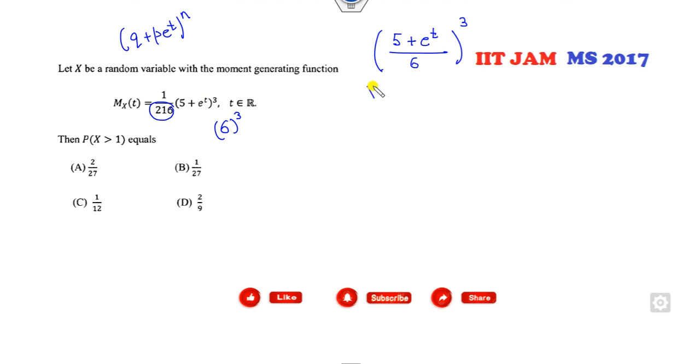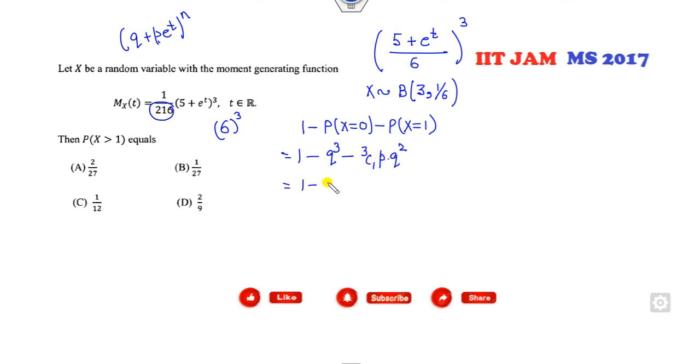So X follows a binomial distribution with parameter n equal to 3. What is p? If you compare them, p is 1 over 6. Then your target is to find P(X greater than 1). Greater than 1 means 2 and 3, or you can write it as 1 minus P(X=0) minus P(X=1). So I can substitute here. n is 3, 3C0 is 1, p to the power 0 is 1, q cubed. Then 3C1, p, q squared.